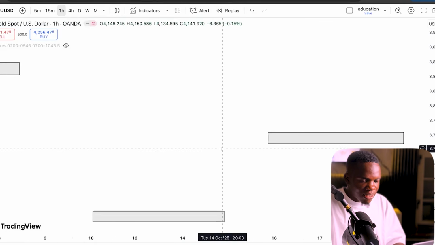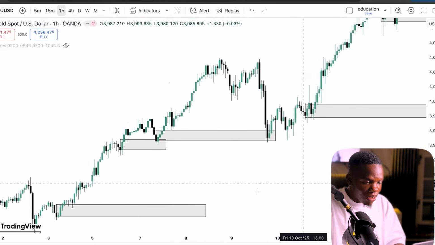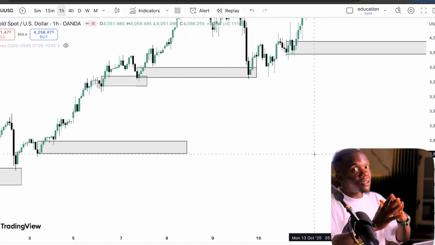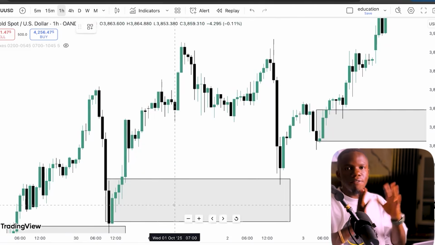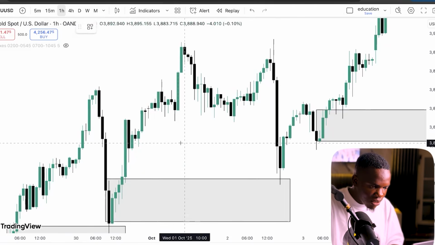Without wasting time, let's dive back into the chart and take a look at an example. I'm going to give you an example of what I just explained. Then we're going to go straight to the refinement part of it. Now, the first example we'll be looking at is this one right here.